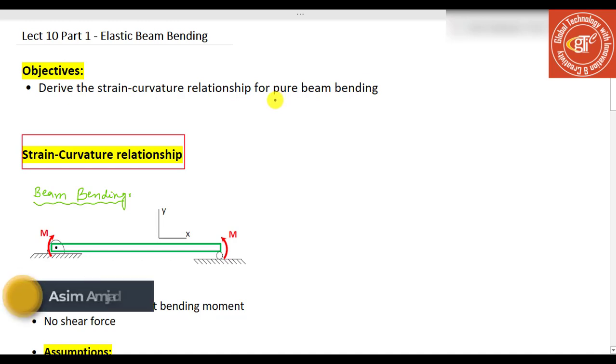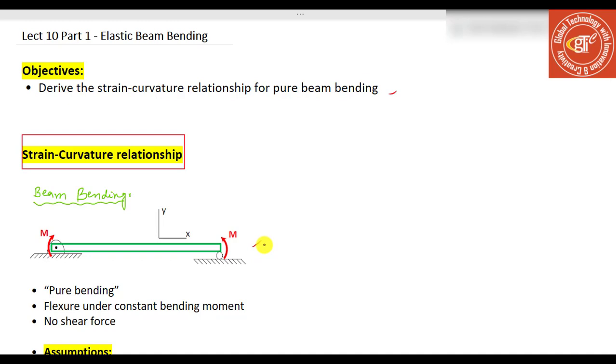My name is Asim Amjad, and in this video lecture we start our topic related to elastic beam bending. The learning outcome is to derive the strain curvature relationship for pure beam bending. And so we will start with a simply supported beam, and we will apply moment to either end so that this beam is in pure bending.